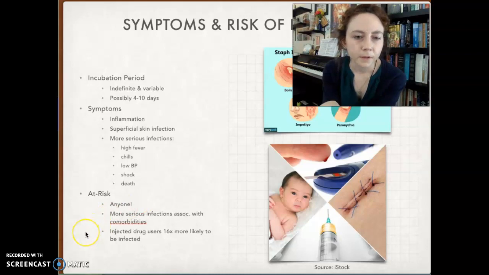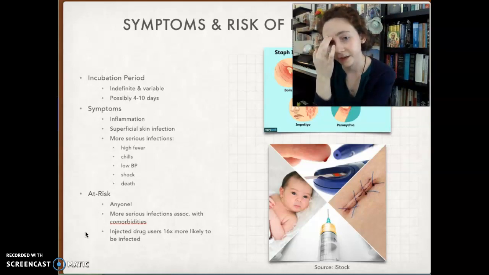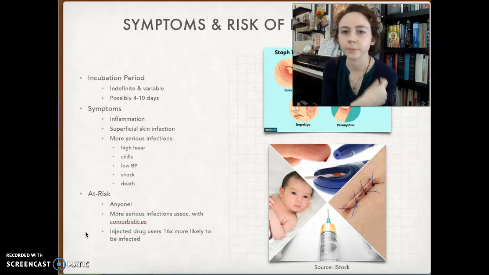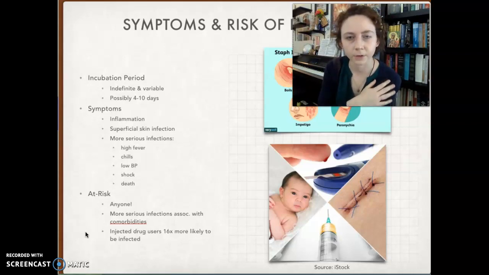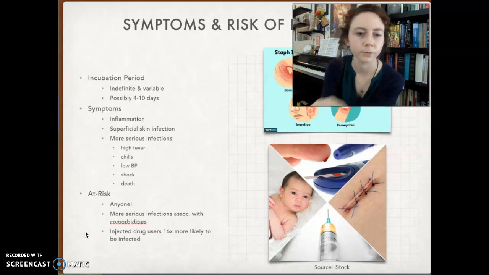And injecting drug users are actually 16 times more likely to be infected, because if they don't properly clean the needles, or because they are constantly opening up wounds in their body and might not be properly cleaning them, you're inviting bacteria into your body with that open wound. So you especially see it among them.